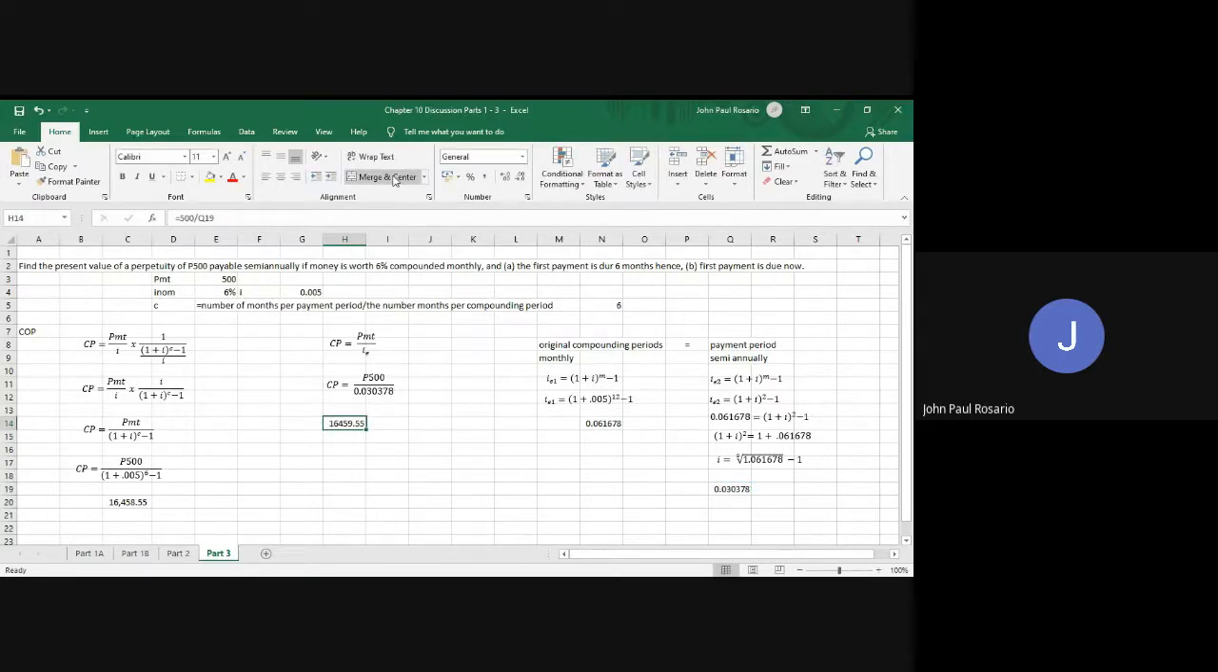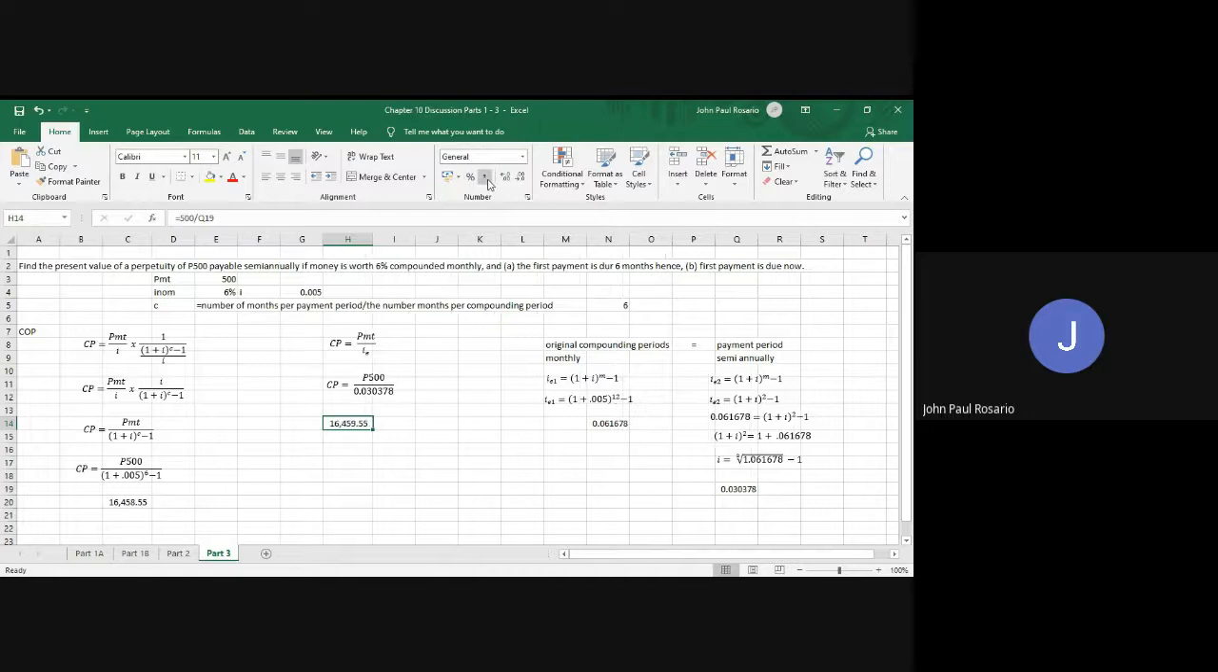Wait, let me solve for this again. Why is there a discrepancy of one peso? Maybe I just typed it wrong. Yeah, it's 1459.55. So the answer is still equal, whether you use my formula or the formula that was given to you by the book.